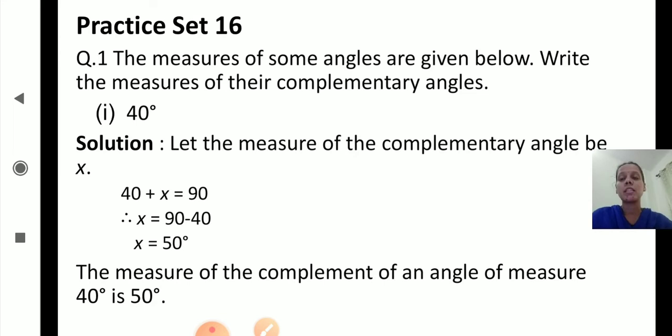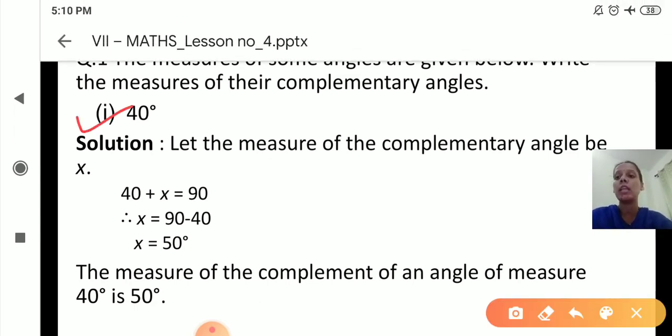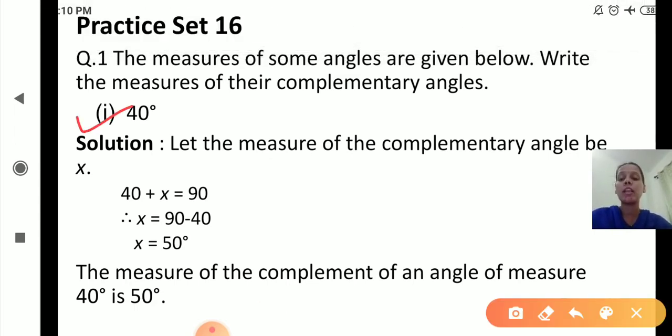Practice set 16, we will not solve all the sums, only 2 or 3 sums we will see, we will revise. The measure of one angle is given, that is 40 degrees. You will find the complementary angle of 40 degrees. Now in the exam you will not solve these steps, you will just click on the correct answer. Now how will you solve this?